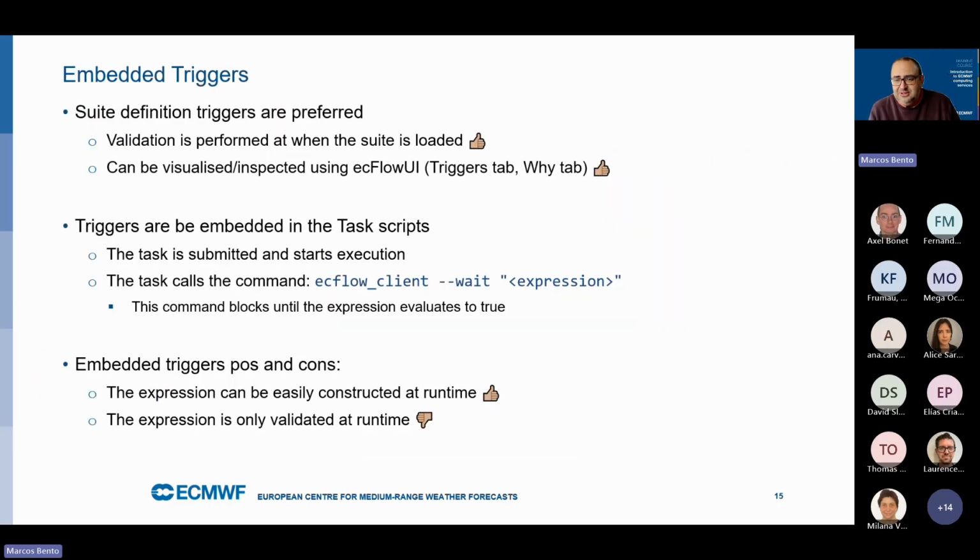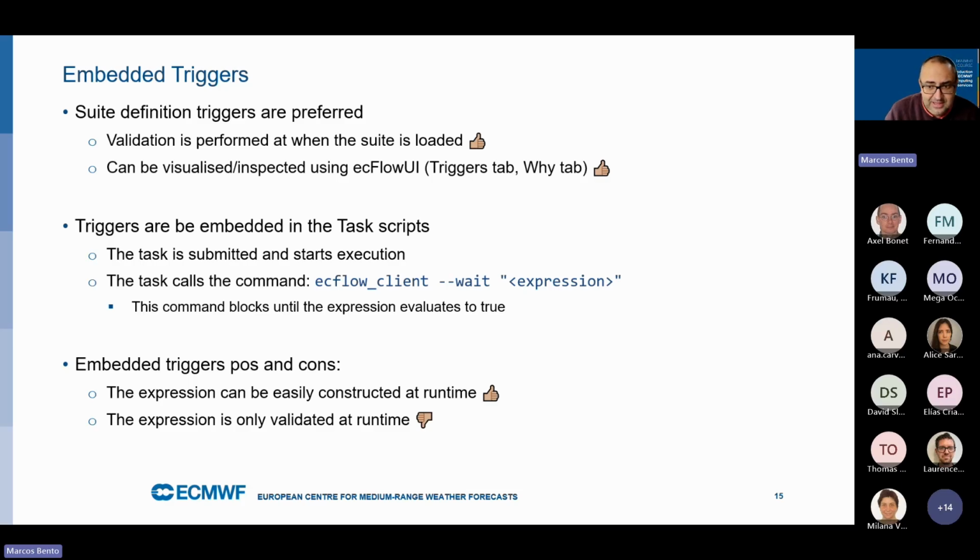What we've been talking about until now are triggers, the ones that are defined in the suite definition. There are other kinds of triggers, which tend to be called embedded triggers, meaning that they are embedded in the task script. That means the task starts running, does, I don't know, 2 or 3 steps of what it has to do, and all of a sudden calls this command.